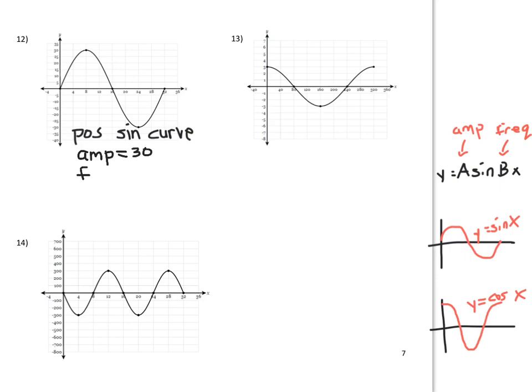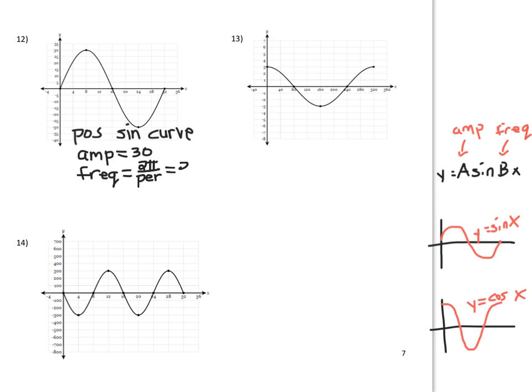Okay, now the frequency is the number of complete cycles between 0 and 2 pi. But this is the problem. The x-axis is not labeled in terms of pi. So I don't think we're going to be able to use our definition and just look at the graph and say, oh, here's my frequency, it's 2. What we're going to have to do is use that formula that we learned about. The frequency is equal to 2 pi over the period.